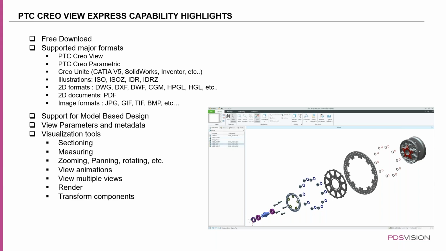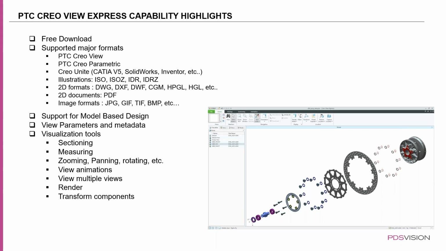Okay. You can also view parameters and metadata for the parts, drawings, or assemblies that you open inside of Creo Parametric. So some of the metadata is like the name that it's saved as, if it's saved in your local drive, and the directory that it's saved in. Okay.